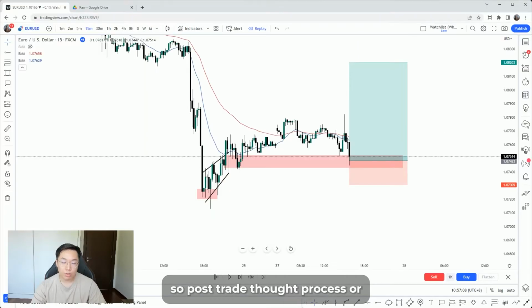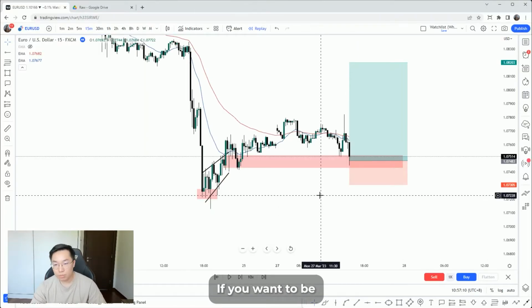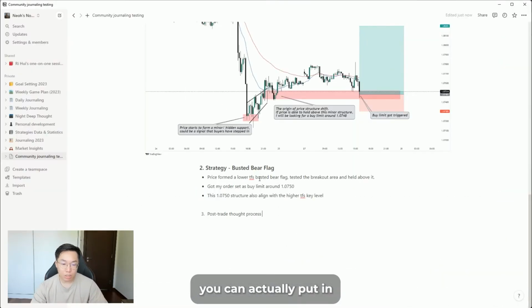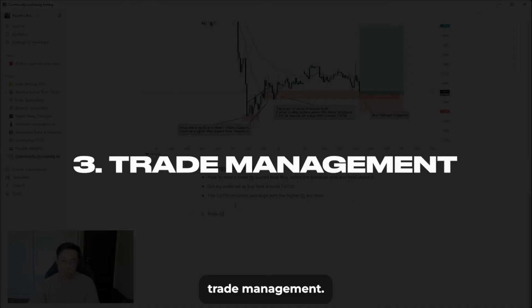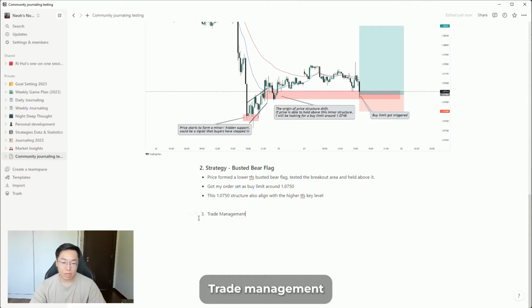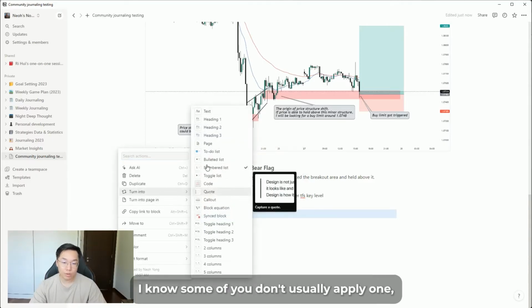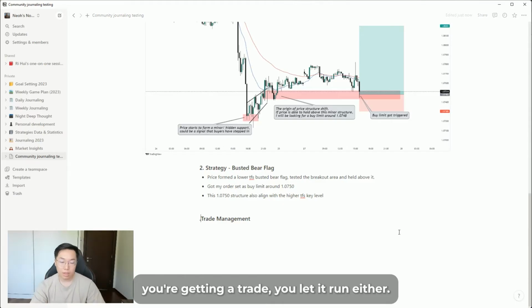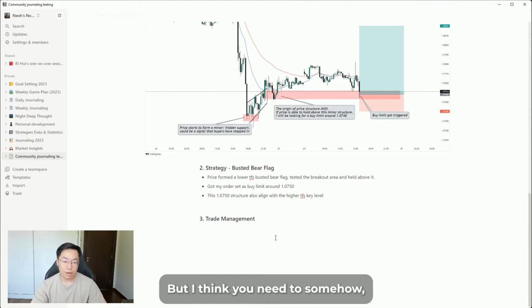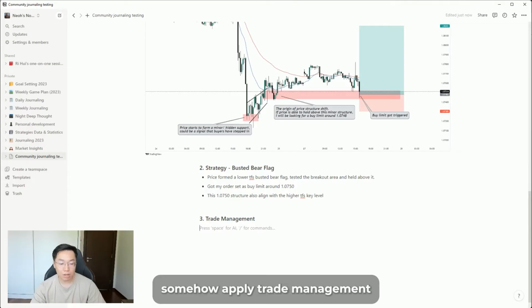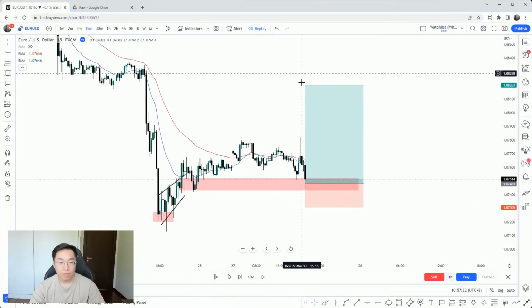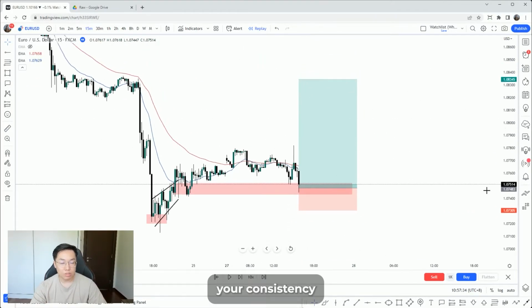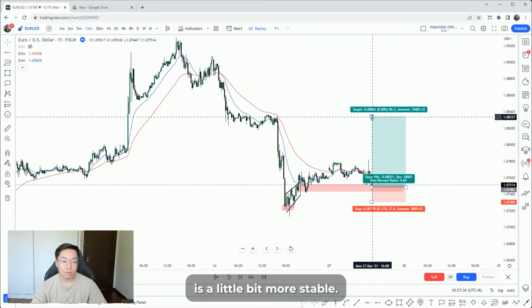So post-trade thought process, or if you want to be a little bit more detailed, you can actually put in trade management. Trade management could be a very essential part as well. I know some of you don't usually apply one. You get in a trade, you let it run, and it either hits your stop or your target. But I think you need to somehow apply trade management to make sure your consistency is a little bit more stable, a little bit more steady.